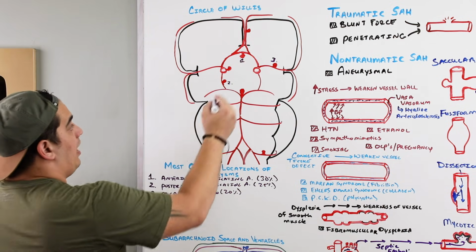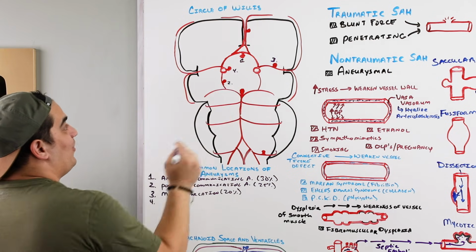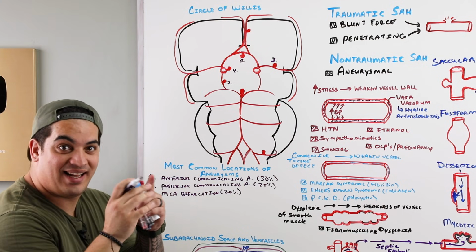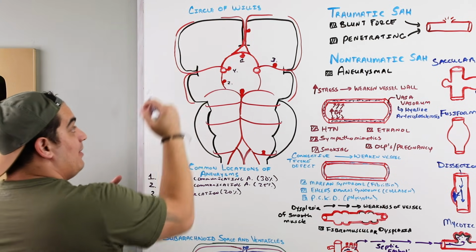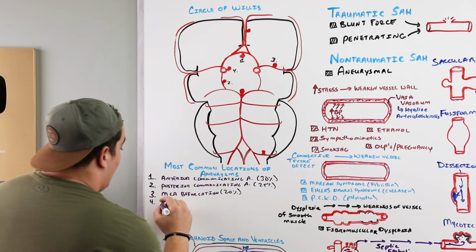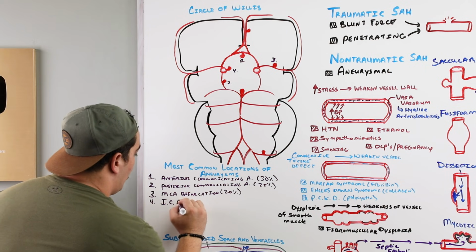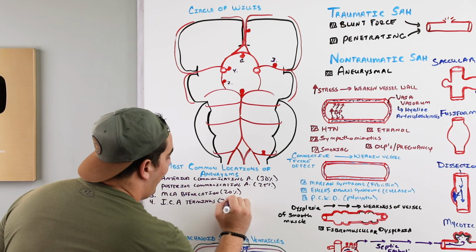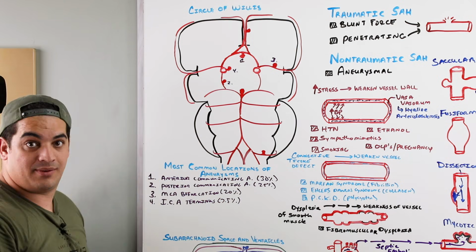The fourth one that I want you guys to remember is right here. What's this structure here called? This is your internal carotid artery, the terminus of it, as it gives way to the ACA and the MCA and the PCOM. So the ICA terminus accounts for approximately 7.5% of the saccular cerebral aneurysms.